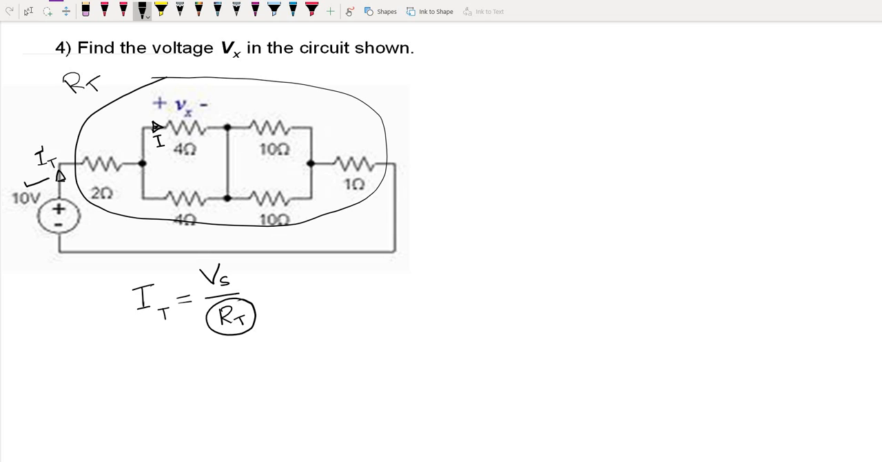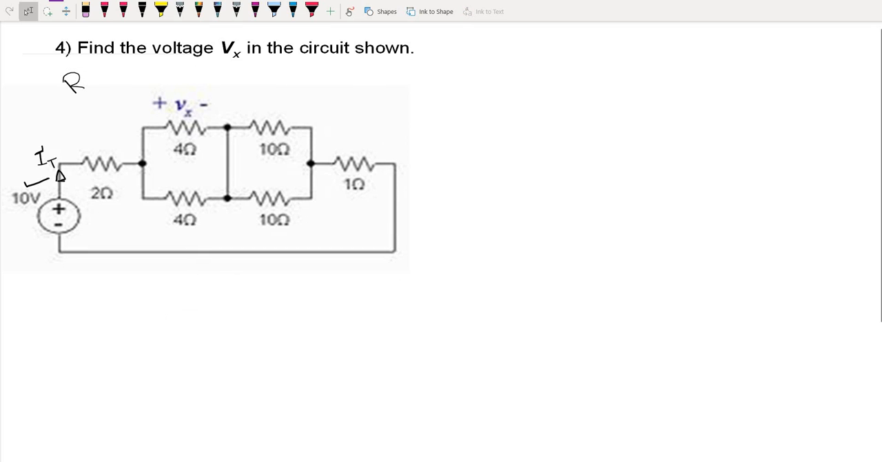Let us remove all these markings. You can see this 4 ohm and this 4 ohm are in parallel, and again the 10 ohm resistors are in parallel, and these two parallel networks are in series. That is, the 4 ohm parallel and 10 ohm parallel circuits are in series, and then they are in series with this 2 ohm and this 1 ohm.